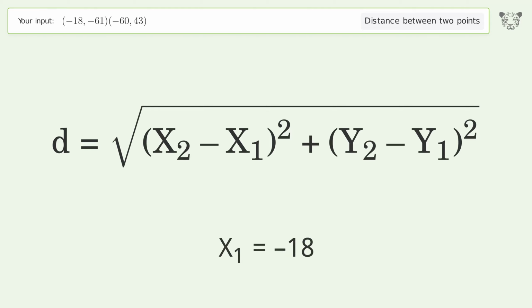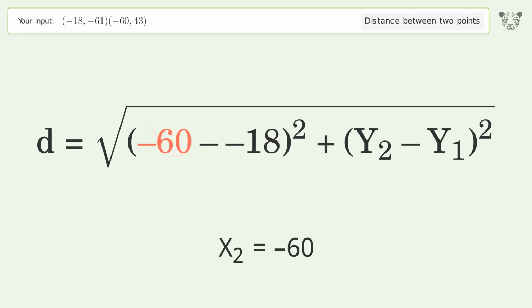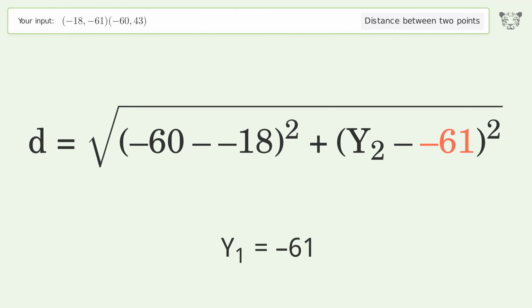x1 equals -18. x2 equals -60. y1 equals -61. y2 equals 43.